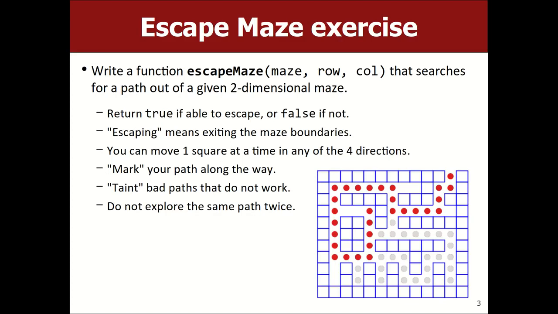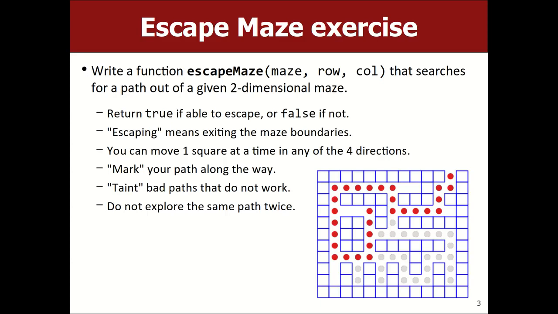What's the general algorithm here? It's recursion. What are some of the things we usually think about when we write recursive code? Base case. Yeah, okay, that's one of them. What's a base case for this? What's an easy thing to answer whether you can escape or not?